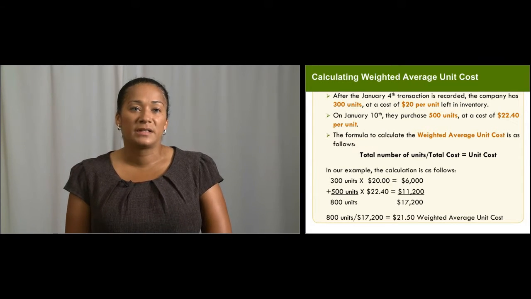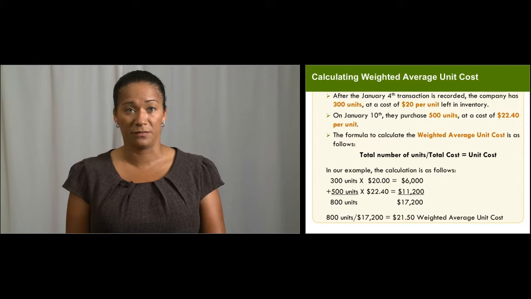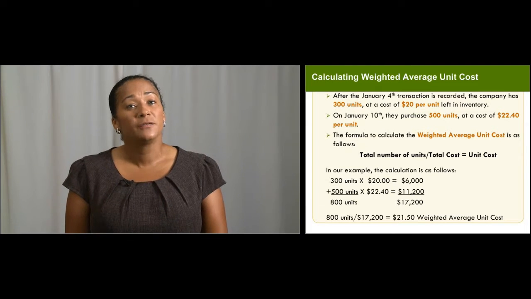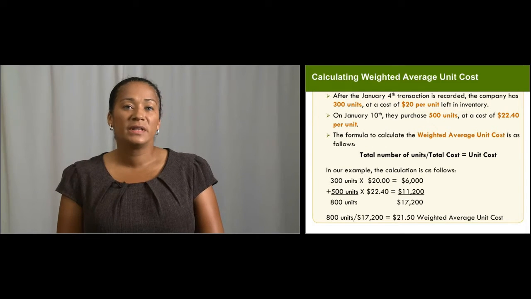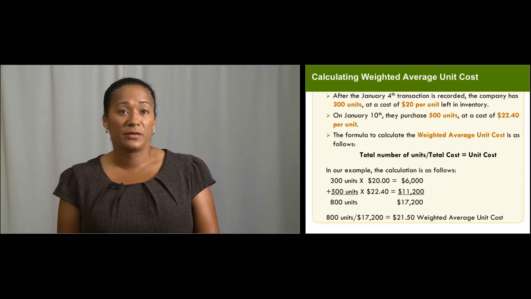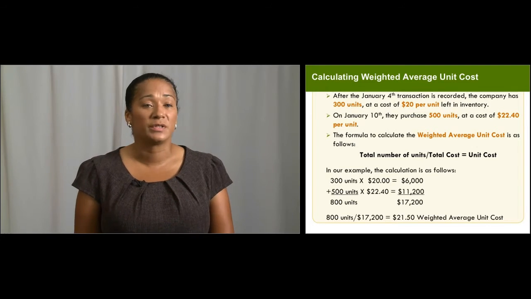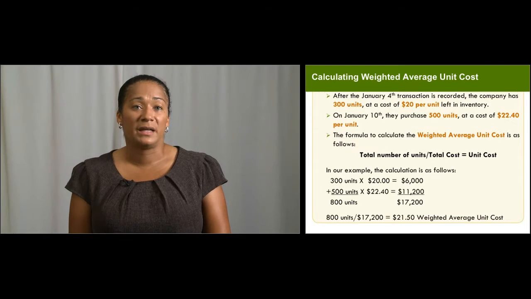Let's walk through the process of calculating the weighted average unit cost for this company. After the January 4th transaction is recorded, the company has 300 units at a cost of $20 per unit left in inventory. On January 10th, they purchased 500 units at a cost of $22.40 per unit. The formula to calculate the weighted average unit cost is to take the total cost and divide it by the total number of units. With the company in our example, we need to first determine the total number of units in inventory. This is done by adding the remaining 300 units and the 500 units just purchased together, which equals 800 units.